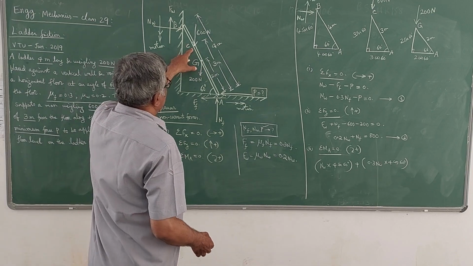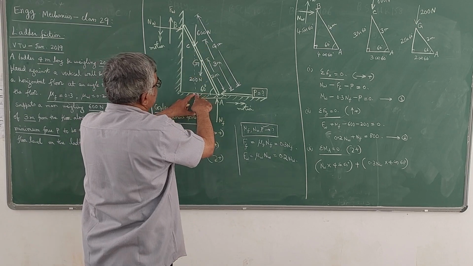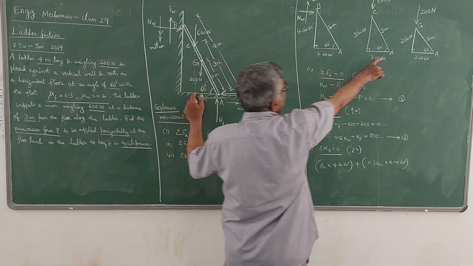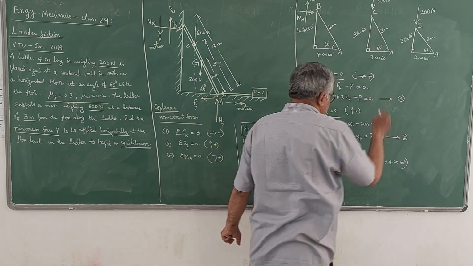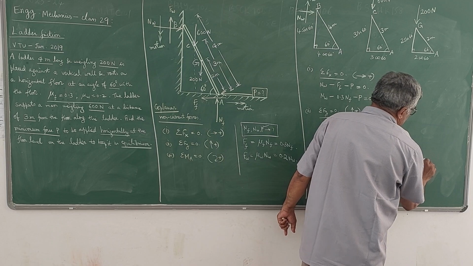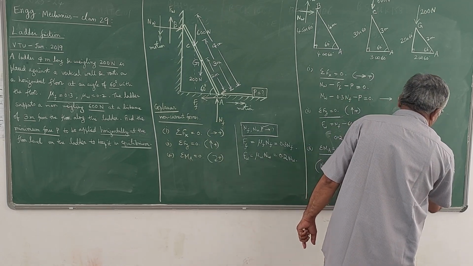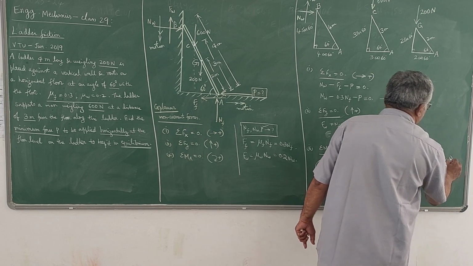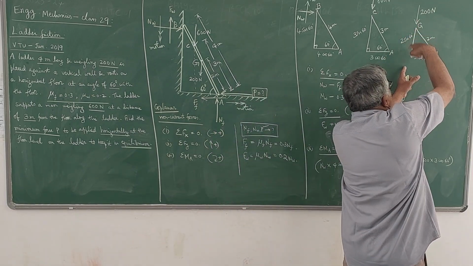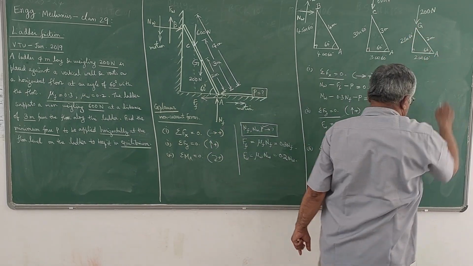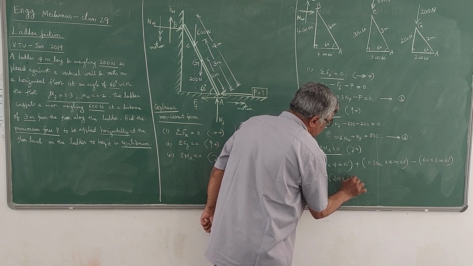Next, come to this 600. The 600 Newton is acting at a distance of 3 cos 60, which I have written here. So it is giving an anti-clockwise moment about A. So minus 600 into 3 cos 60. That is the moment. Next, coming to this 200 Newton force, this is also giving an anti-clockwise moment about A. Distance is 2 cos 60. So minus 200 into 2 cos 60.